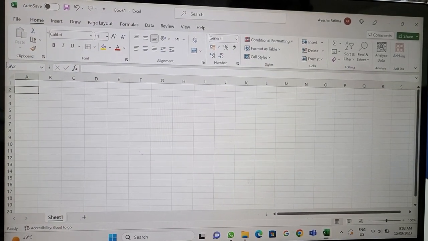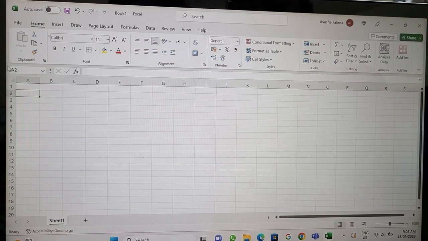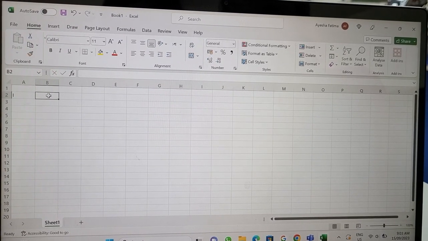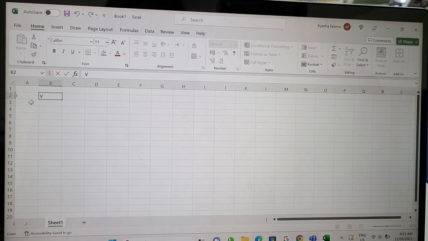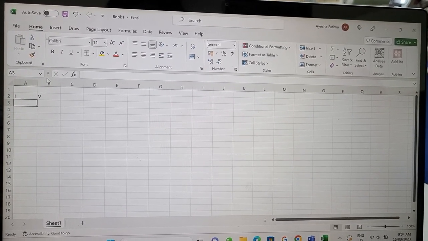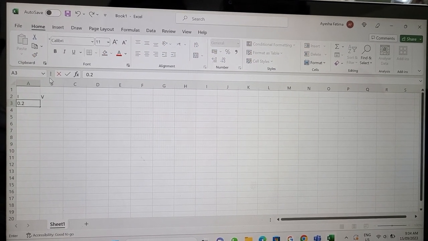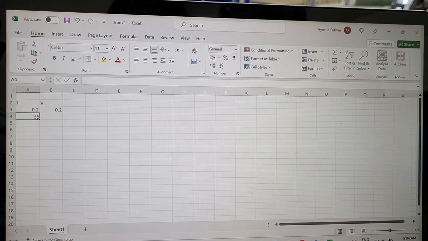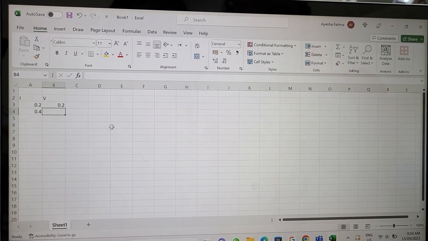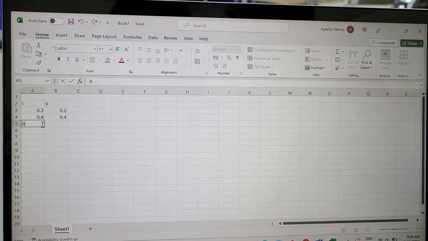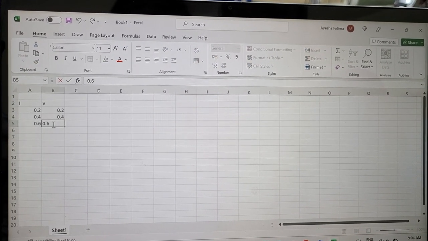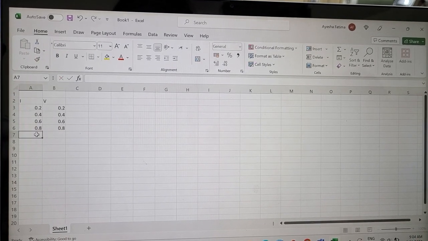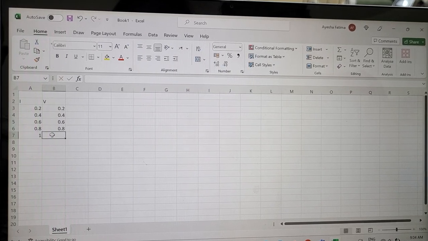Let us plot the relevant graph for this one. To find out the resistance, we have to plot I in amperes on the x-axis and V in volts on the y-axis. The ammeter reading was 0.2 ampere and the corresponding voltmeter reading was 0.2 volt as per our observation. 0.4 ampere and 0.4 volt, 0.6 ampere and 0.6 volt, 0.8 ampere, 0.8 volt. The last reading was for 1 ampere, the corresponding voltage was 1 volt.